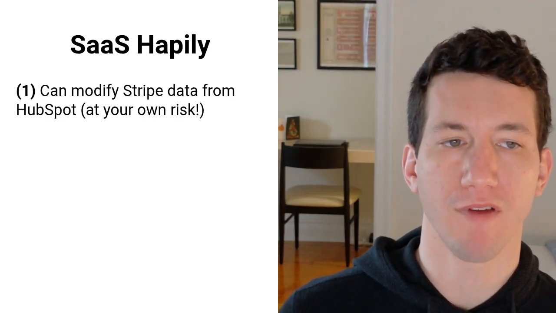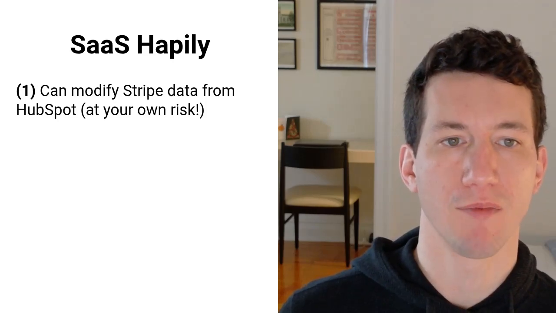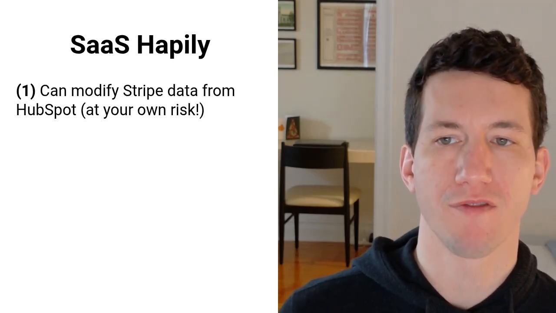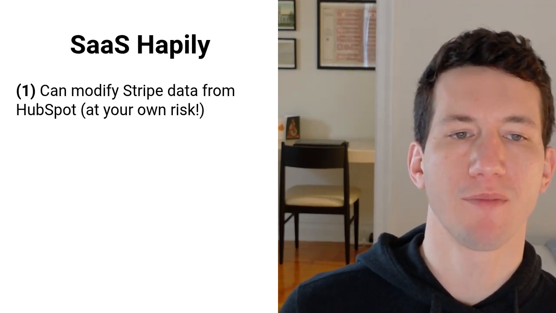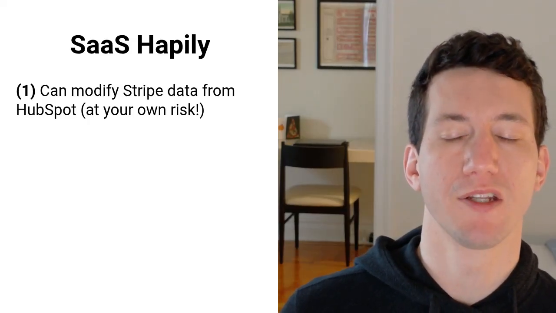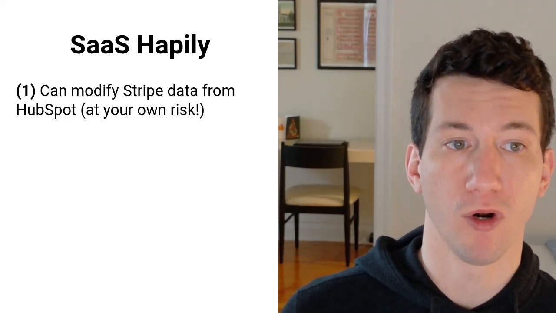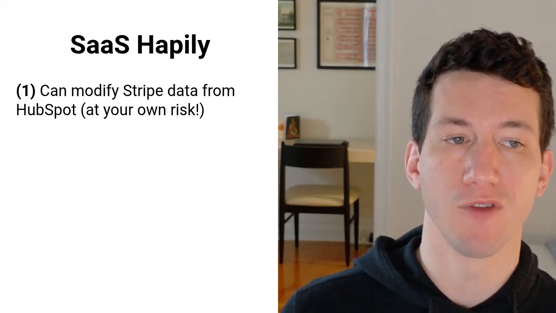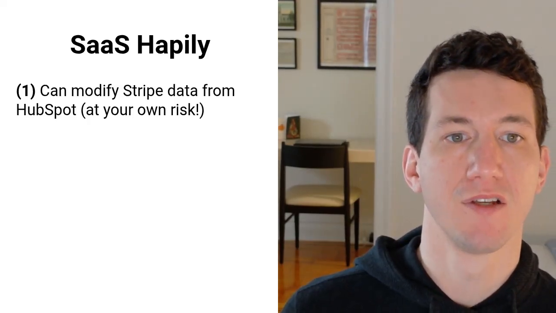If DIY isn't for you and you do need the ability to modify Stripe data from HubSpot, SaaS Hapily might be an option. Hapily lets you create or modify Stripe records directly inside HubSpot, but there are some important trade-offs to be aware of. Giving reps the ability to write to Stripe often leads to incorrect invoices, duplicate subscriptions, and cleanup work for founders or finance teams, even if you have an approval process in place.